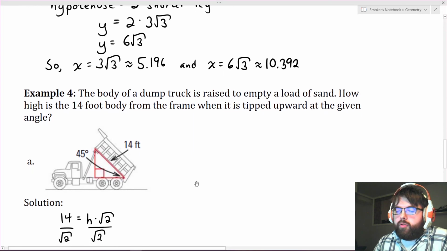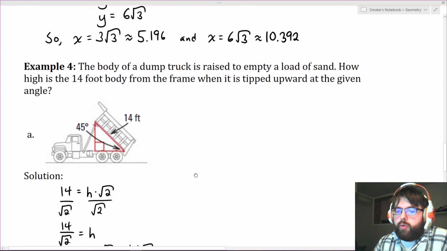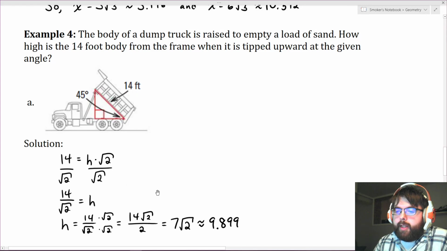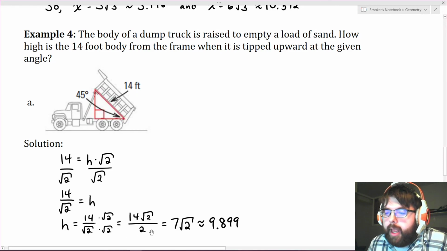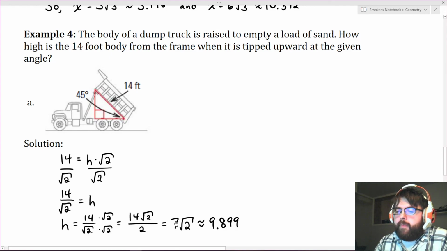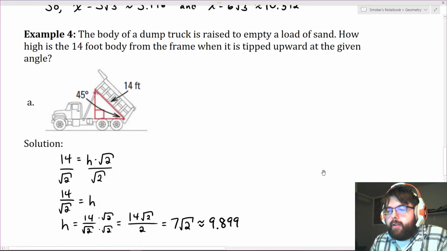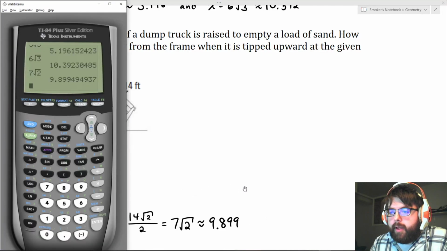We're going to divide both sides by root 2. 14 over root 2, which I'm going to give you both the simplest radical form and the decimal form. Again, 14 over root 2 is not simplest radical form. Multiply both the top and the bottom by root 2 over root 2. That's 14 root 2 over 2. The radical cancels out in the denominator. And we have 14 divided by 2, which goes to 7. On your calculator, 7 root 2 is equal to 9.899 feet, which 9.9 feet would suffice.